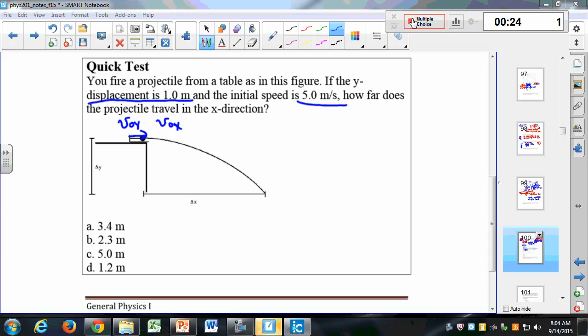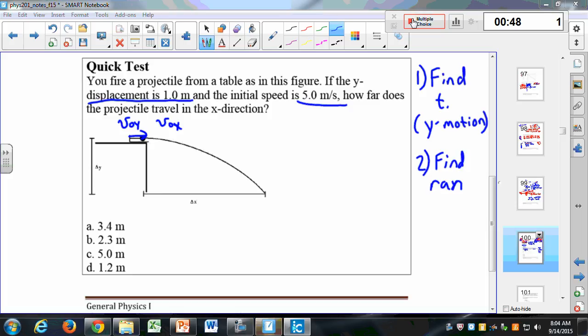Your first job would be to find the time in flight. Remember, when you're finding time, you almost always use the y motion. So to find the time in flight, you'll use the y motion. And then in part 2, you just want to find the range, which is actually what it's asking for. Anytime we're looking for the range, it's just V naught x times t. First you want to find the time that it's in the air, and then find the range.